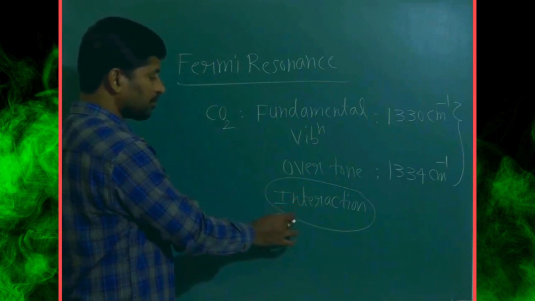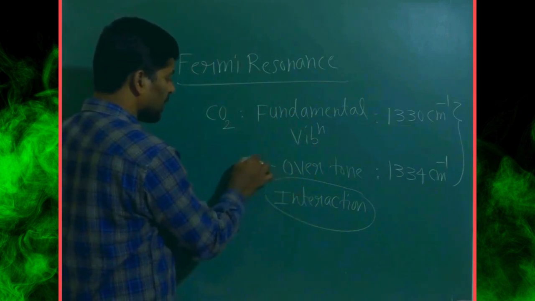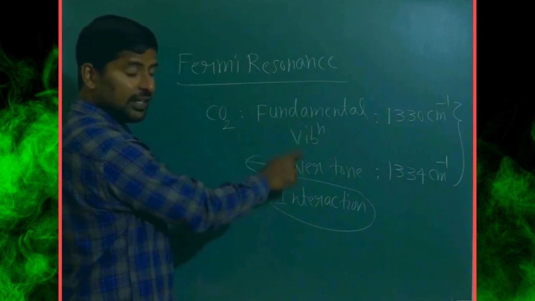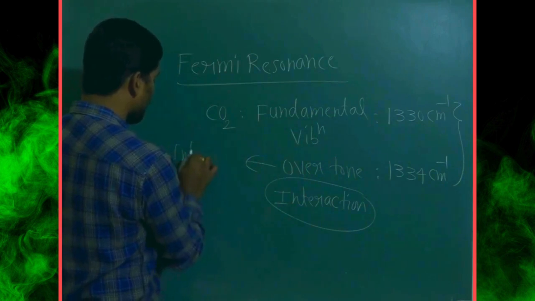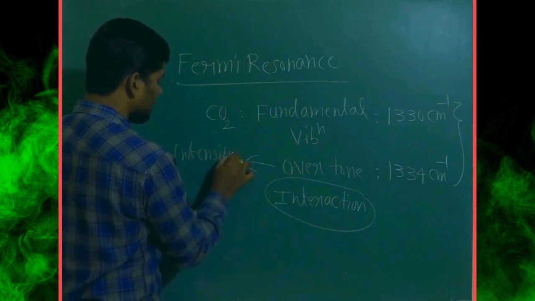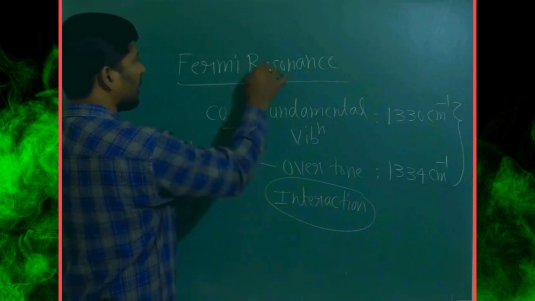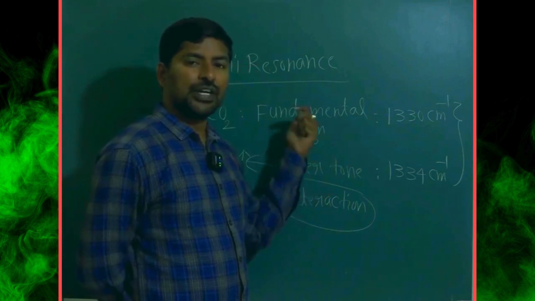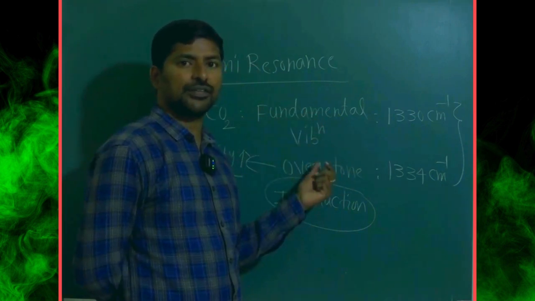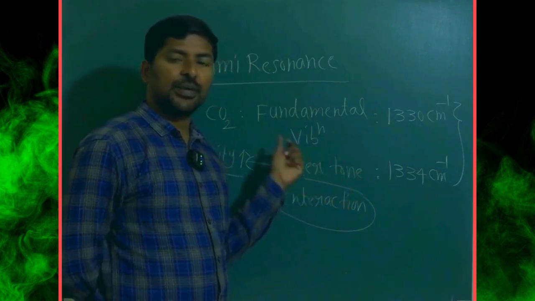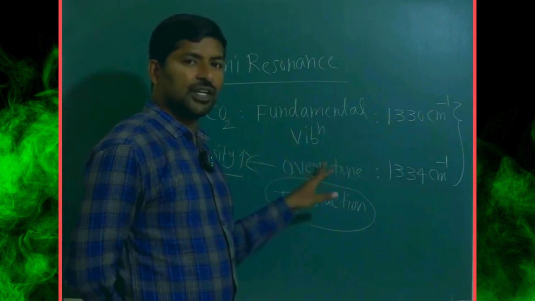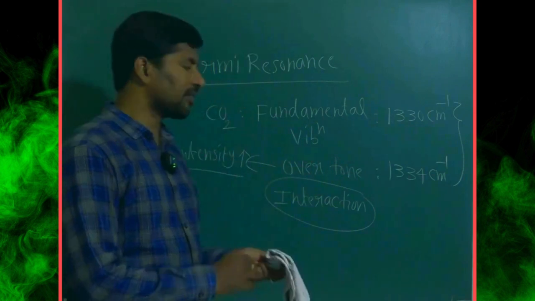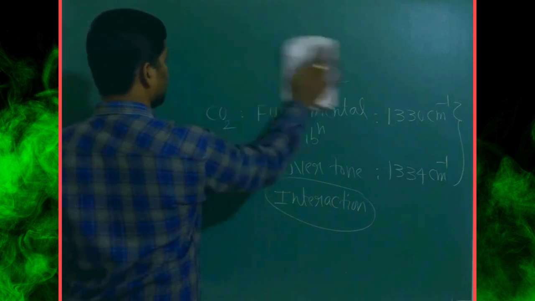Generally the intensity of overtone is very low, but because of this accidental degeneracy, the intensity of overtone increases. Such phenomenon is called Fermi resonance. So Fermi resonance is simply whenever two spectral lines' vibrational frequencies match, then some interaction occurs. Because of that interaction, generally the signal whose intensity is very low, its intensity may increase. That is called Fermi resonance.